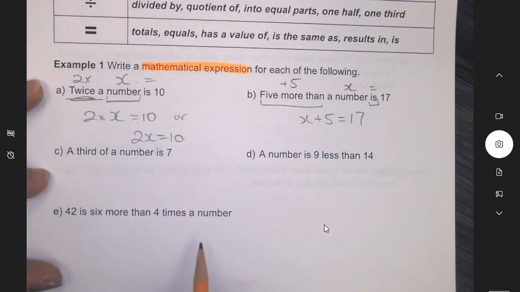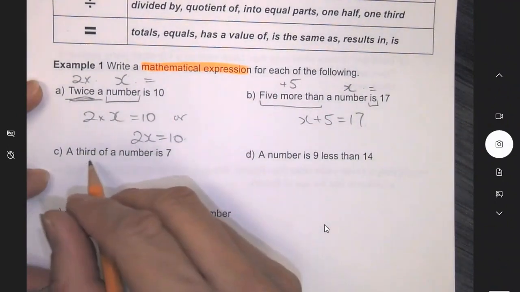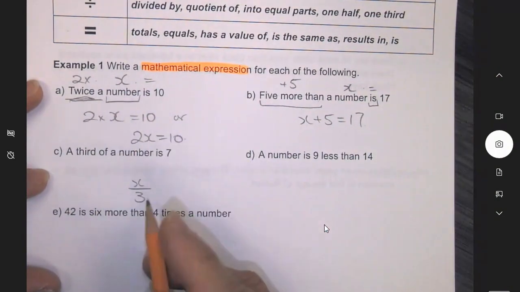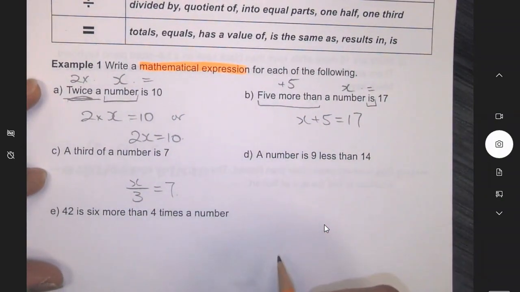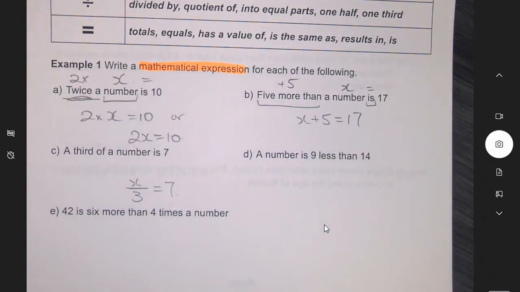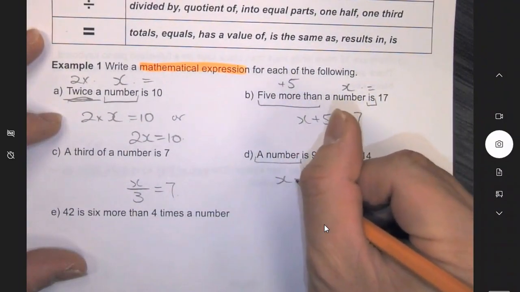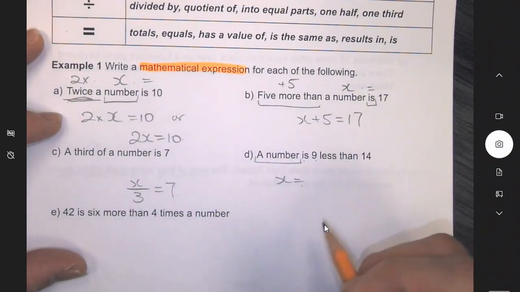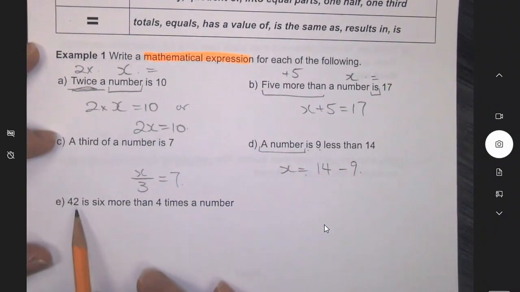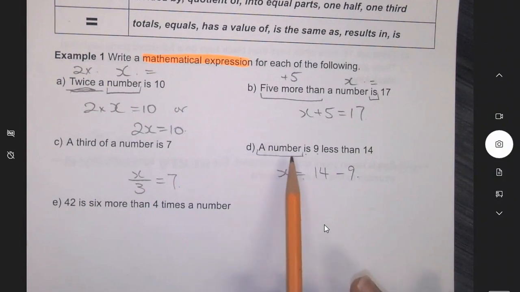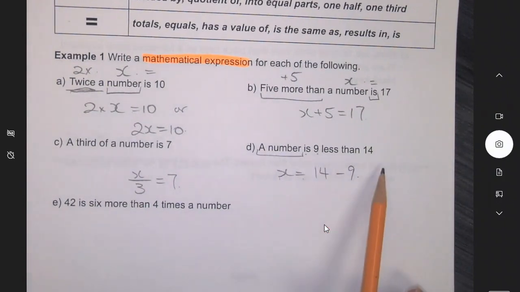Alrighty, so hopefully you had a chance to do all three of these. The answer to that, a third of a number is 7, so x over 3. A third of x, 1/3 of x, is x divided by 3 equals 7. This one here, a number is 9 less than 14. So reading it this way, it seems almost like x equals 9 less than 14. So that seems like you're talking about 14 minus 9 here. Okay. So this is slightly different. You're basically saying a number x is 9 less than 14. So 14 minus 9.